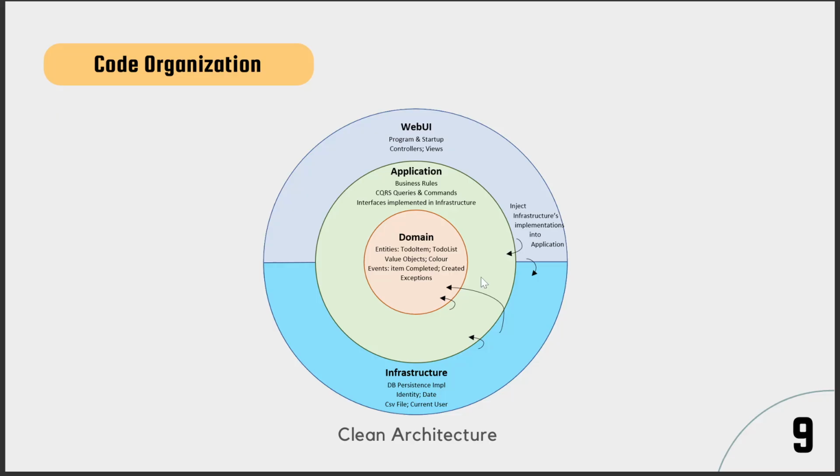For organizing our code, we have chosen clean architecture. The innermost layer of the clean architecture is domain. Here entities, value objects, and other domain-centric classes are stored. The outer layer is the application layer, which is also known as the use case layer. It handles the business logic. And the outermost layer is the infrastructure and presentation layer.